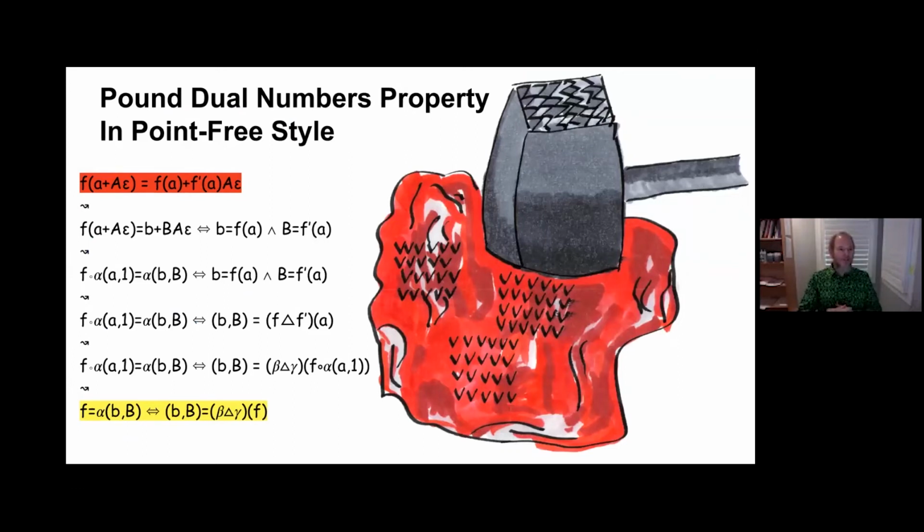Because I still have some Haskell roots, I'm going to take this dual numbers property and put it in point-free style. For people who want to follow along, we start with the thing in red, and we're going to encode it as the thing in yellow there. I assure you, this is exactly the same thing, except I introduce epsilon, alpha, beta, and gamma, which are functions that we'll introduce along the way. But now you see that the parameters have disappeared.